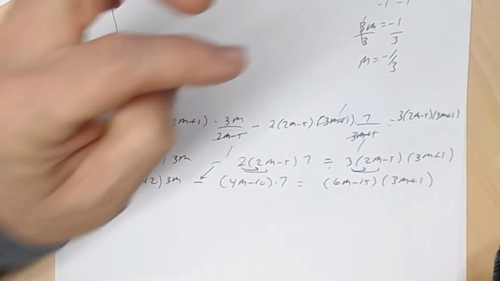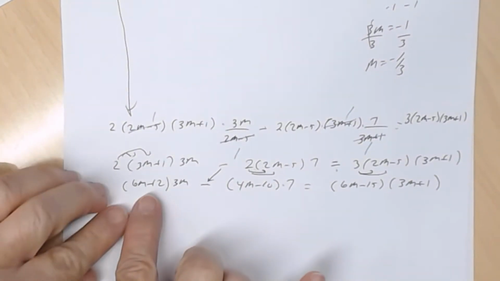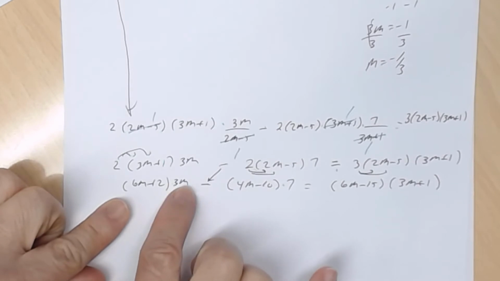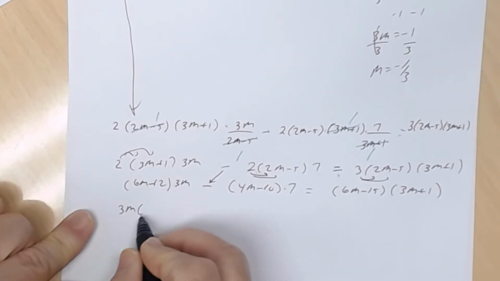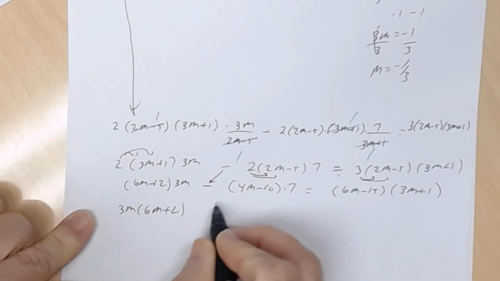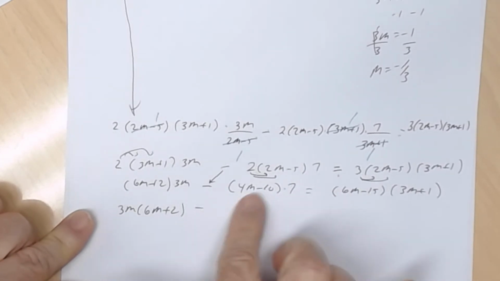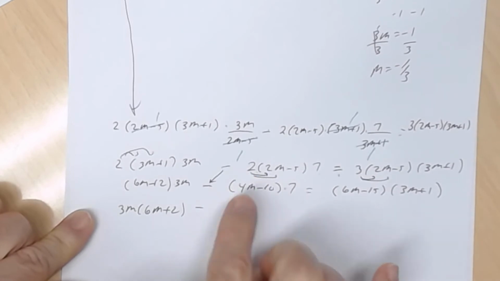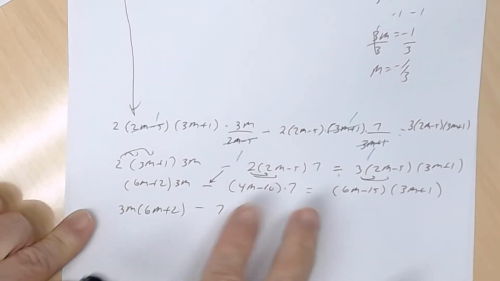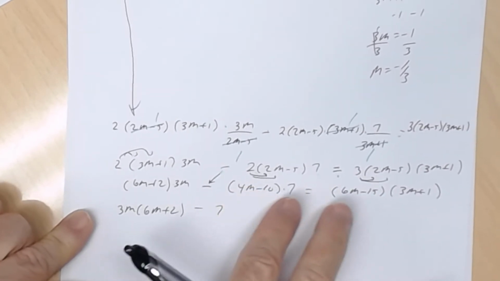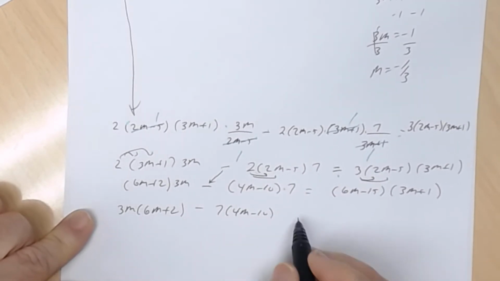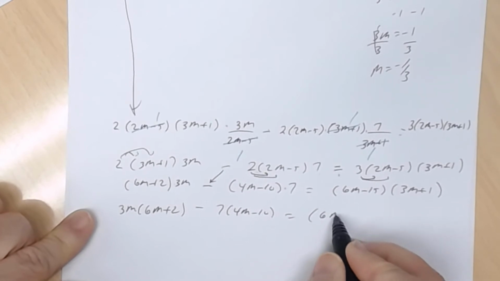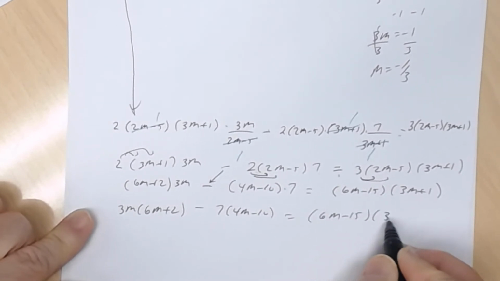Now here's what I would do here. You see how you have a binomial times a monomial? Let's put that in front. So 3m times 6m plus 2 minus, and you see how you have a binomial times a monomial? Put that in front, because remember, multiplication is commutative. The order in which you multiply doesn't matter. 4m minus 10, and then I'm going to leave this as 2 binomials. It's getting pretty messy, isn't it?